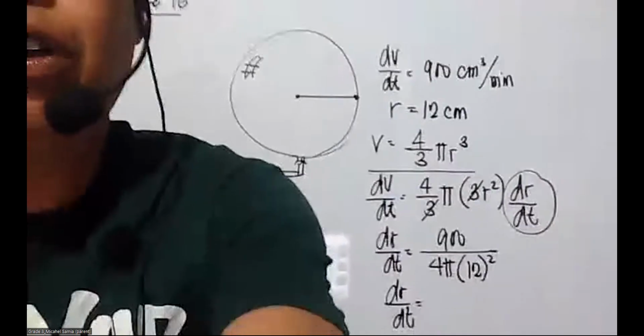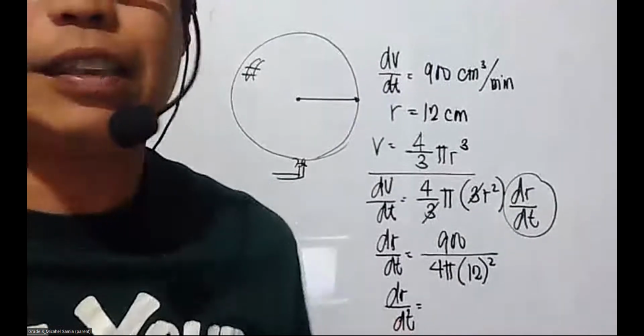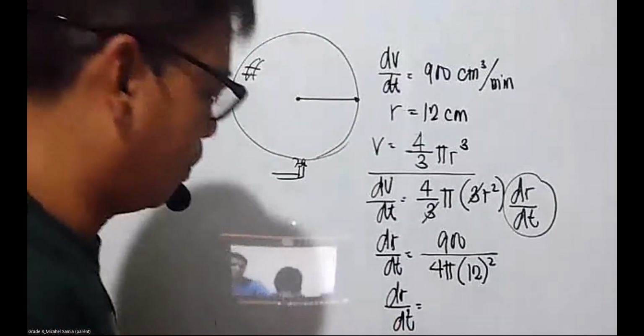Okay, Josh, could you help me solve this also so that we could see if we have the same answer? Okay, so 900 divided by, 0.497 po. Okay, we're correct.